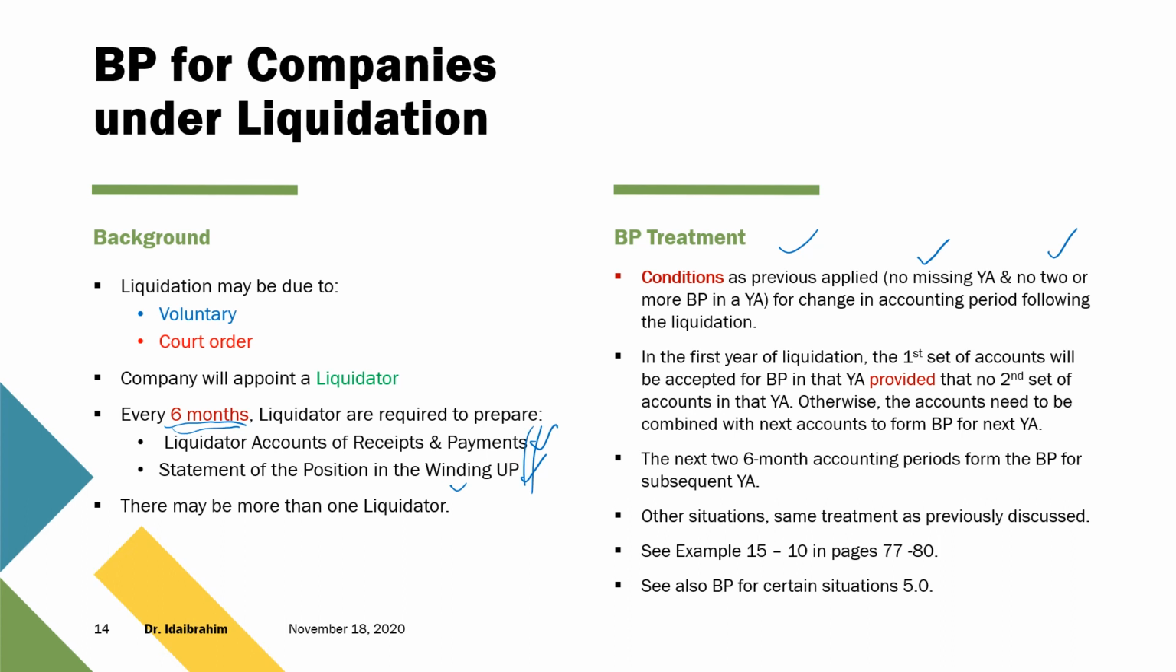You can read the rest. And you can also see examples 5 to 10 in pages 77 to 80. And also you can see other situations specifically stated in the textbook on the page after the example, which is under 5.0 in the textbook. Okay.